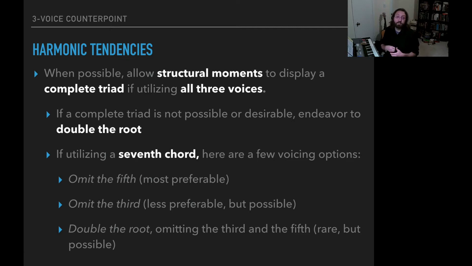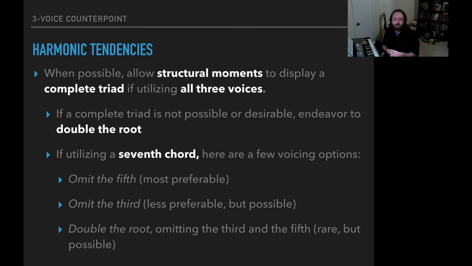So a few voicing options that we can have, sort of in order of preference, is we could omit the fifth. Since we only have three voices and a seventh chord has 4 notes, we have to choose one of those notes to leave out. Omitting the fifth is a great idea. That makes sure that we have the root, we have the seventh, which would define the fact that it's a seventh chord, and if we have the third, it will help us define the quality.